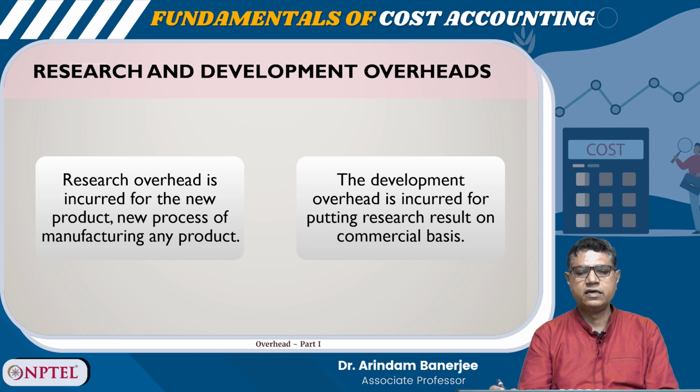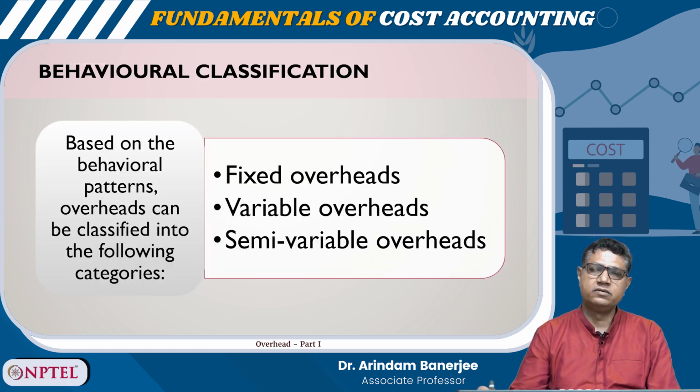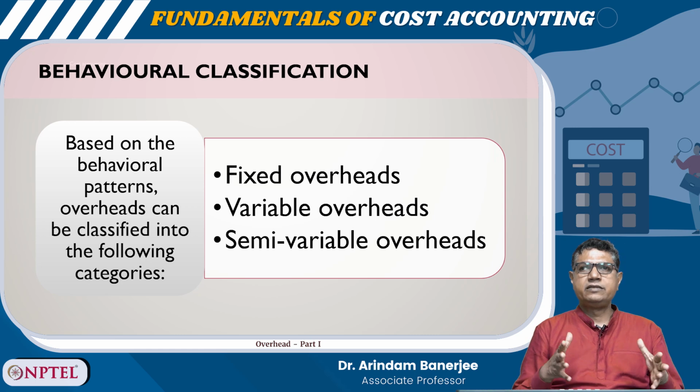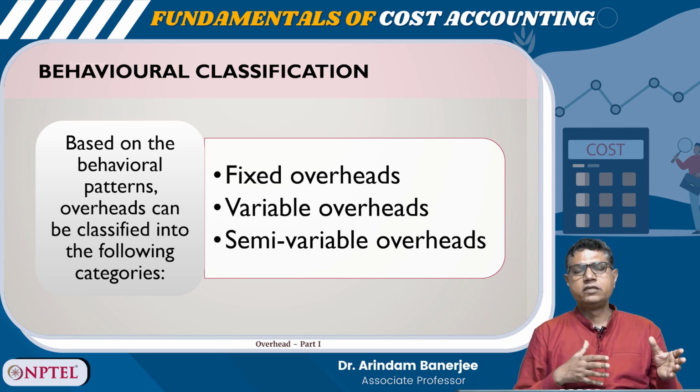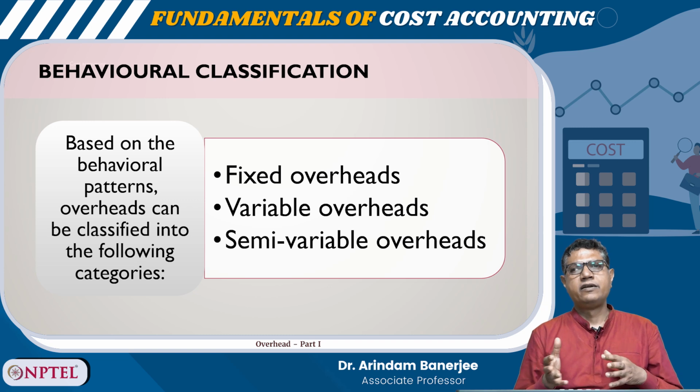Research overhead is incurred for the new product, new process of manufacturing any product. The development overhead is incurred for putting research result on commercial basis. So, these were the functional classification of overhead, right? The overhead incurred for manufacturing, for sales and distribution, for administration and for research and development.